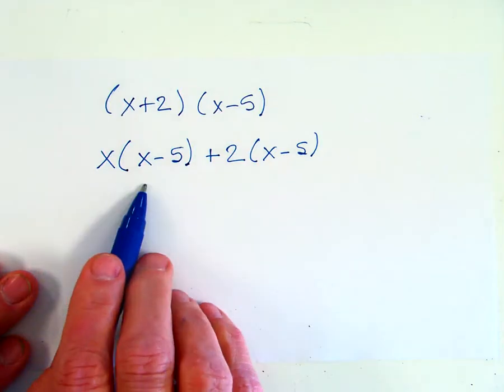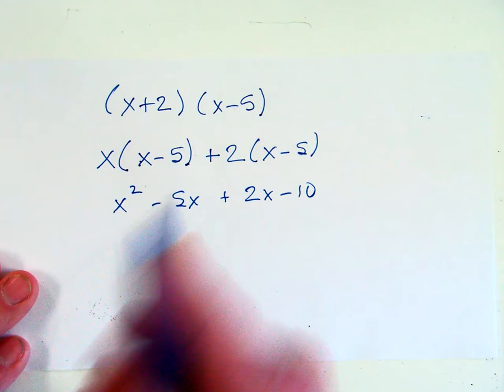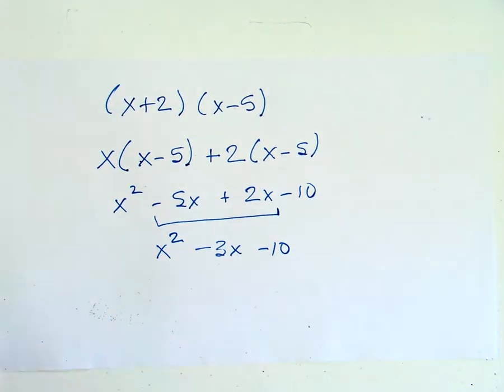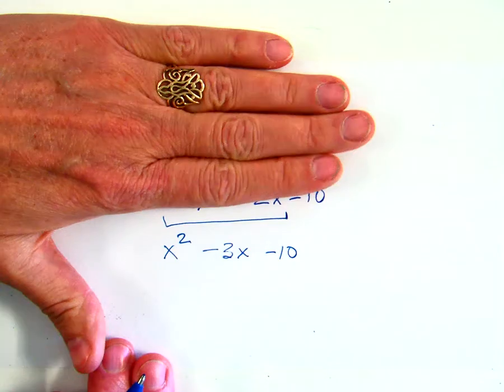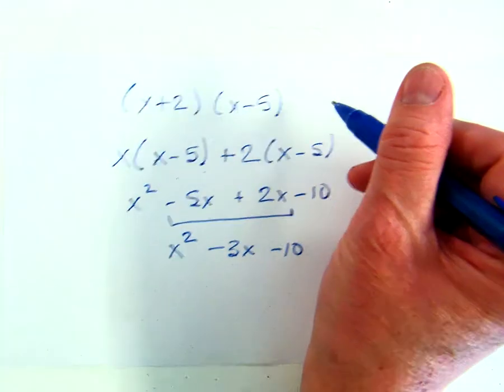Okay, so now at this point what you'll do is you'll say x times x is x squared minus 5x, then the other one 2x minus 10. You have your like terms in the middle which combine to make -3x. So this turns out to be your expanded polynomial. What we're doing with factoring is we don't know any of this. We've got to get from our expanded version back to our factors.